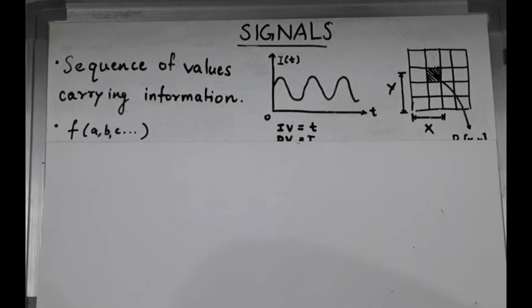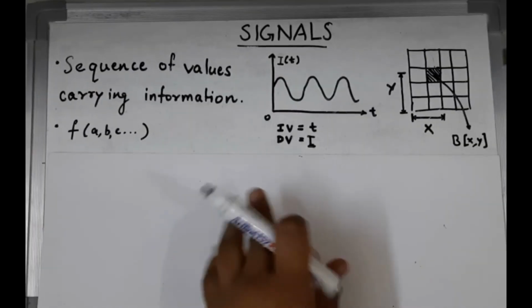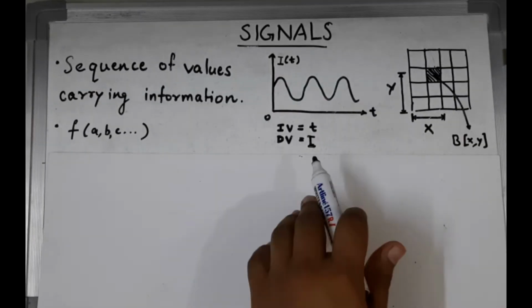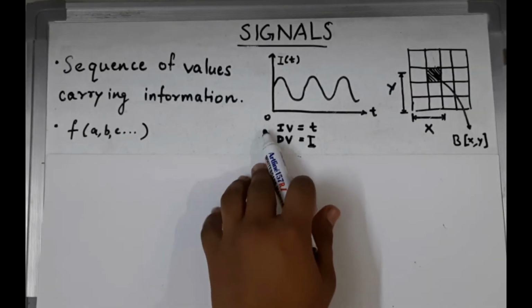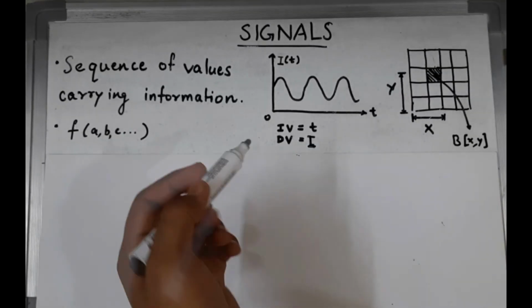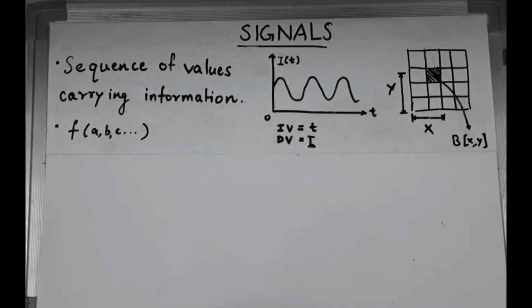These values can be physical quantities like temperature, pressure, mass, etc., or electrical quantities like voltage or current. Mathematically, a signal can be represented as a function of one or more independent variables. For example, the current in a circuit can be represented using one dependent variable, that is the current, and one independent variable, that is time. This can be plotted as shown in the figure.